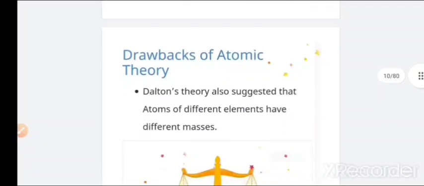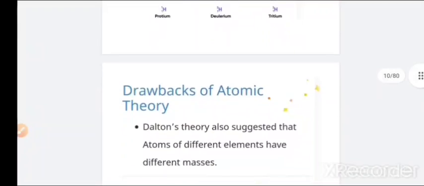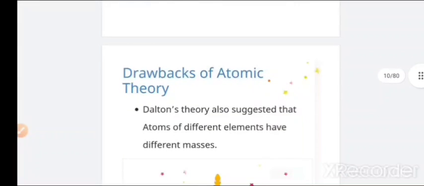Another one: Dalton's theory also suggests that atoms of different elements have different masses. That means if they are the same element, they have the same mass, which is what we discussed. This is also wrong, because the same element can have different masses. Dalton's theory also suggests that atoms of different elements have different masses, but this is also proven wrong, because different elements can have the same mass also.